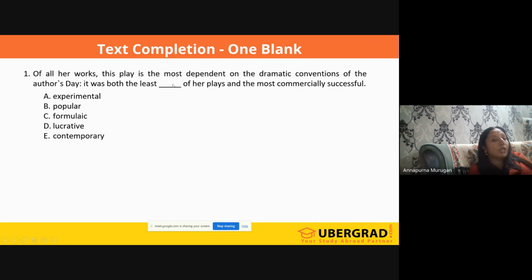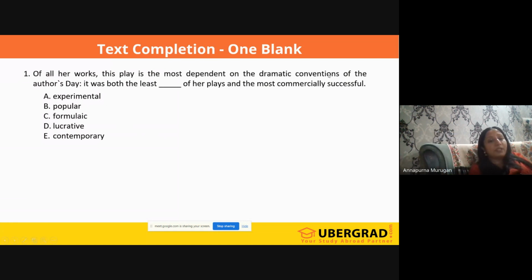So what should it be? What is the idea you refer to here, or what is the word you want to put here? Try to get a shadow answer in your own words. It was both the least dash of our plays and most commercially successful. It was successful, but it was least dependent of our plays. What could it be? We have an answer here.